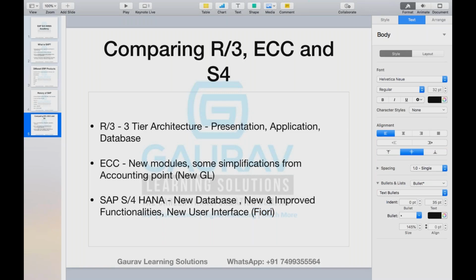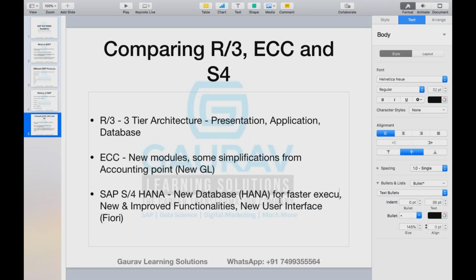When we say new database, it is HANA. So HANA is a database. Fiori is a user interface. And then apart from HANA and Fiori, there are some new and improved functionalities in each and every module that SAP S/4HANA provides. So ultimately, why a new database? The new database is introduced for faster execution. What faster execution? Let's take an example. I think you will be able to correlate.